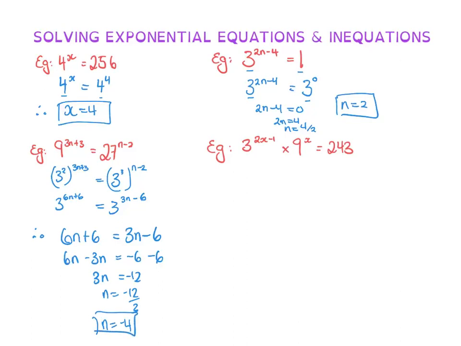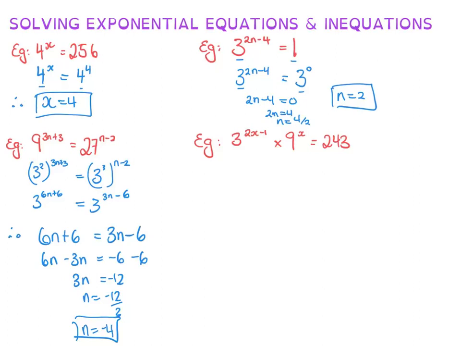And there's your answer. Okay, so over here we can do a similar thing. We want the same base, so I might change the 9 to be 3 squared instead. N equals 243. Now I might expand that bracket out, so I've actually got 2x equals 243.